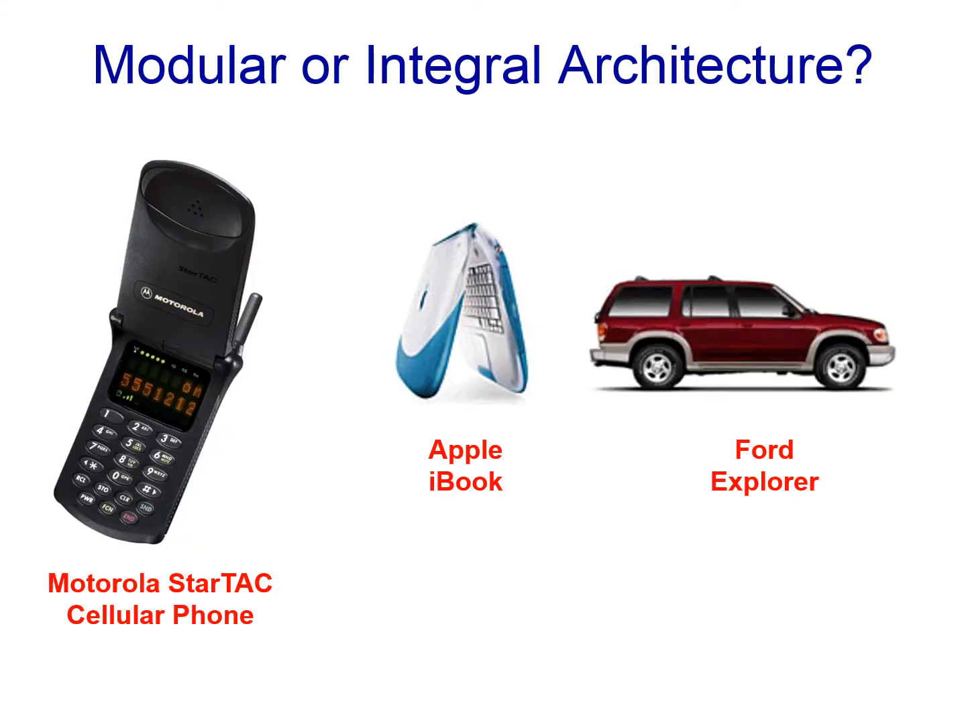Here are three products: a Motorola cell phone, an Apple notebook, and a Ford Explorer. My question is, do these products have integral or modular architectures, and why? Let's start with the cell phone. It is lightweight and pretty compact. What do you think of the architecture?